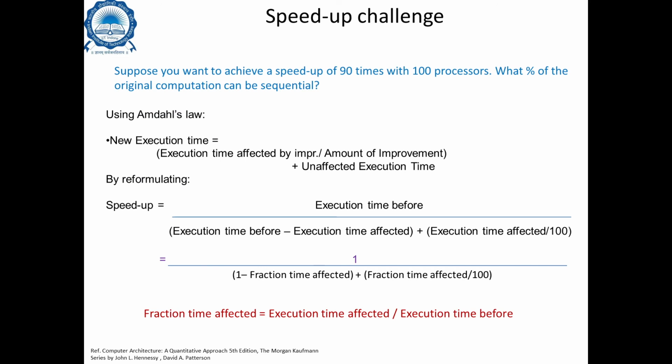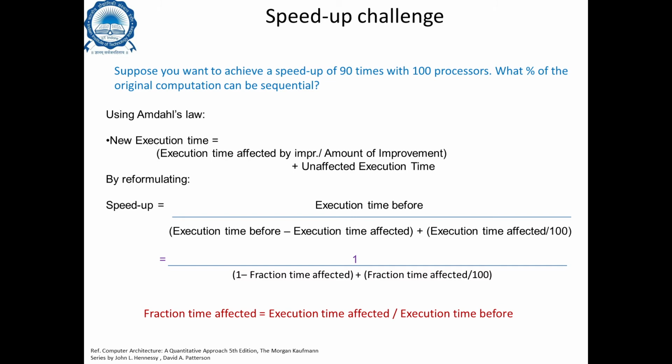So we can think of an example, or we can think of the formula of Amdahl's law. We can modify it in the context of multiprocessors. New execution time can be given as execution time affected by improvement divided by amount of improvement, plus the unaffected execution time. This can be reformulated as speedup equals execution time before divided by execution time before minus execution time affected, plus execution time affected divided by 100. This is for the case of 100 processors that we're talking about.